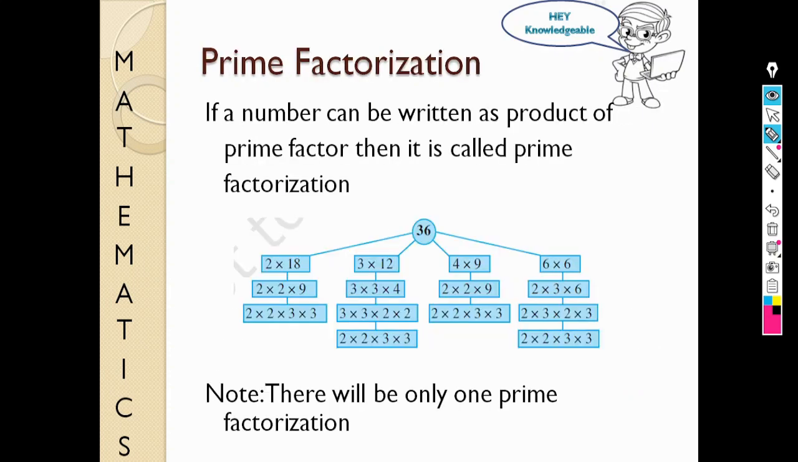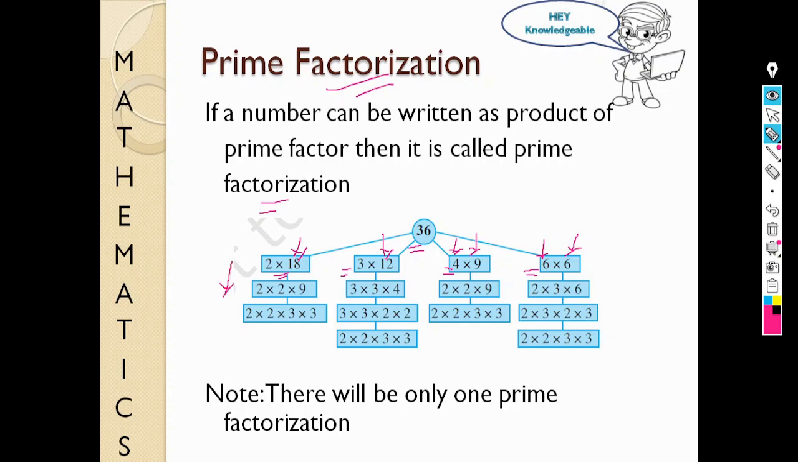Now let's come to prime factorization. What is prime factorization? If a number can be written as a product of prime factors, then it is called prime factorization. If you see, 36 can be written as 2 into 18, 3 into 12, 4 into 9, or 6 into 6. But this will not be called prime factorization, because 18 is not a prime number. In the same way, 12 is also not a prime number, 4 and 9 are also not prime numbers, and 6 and 6 are also not prime numbers. So we can't call it prime factorization.